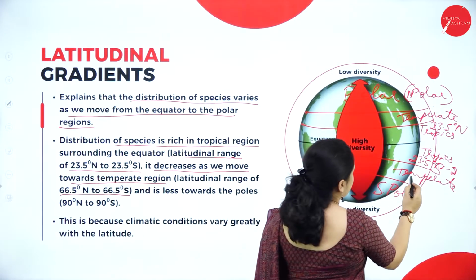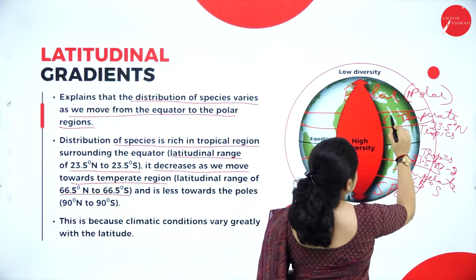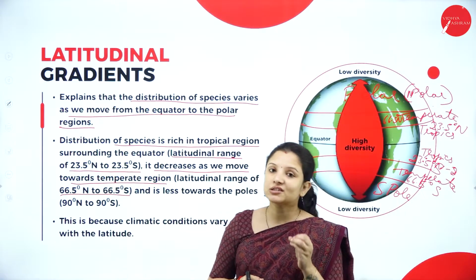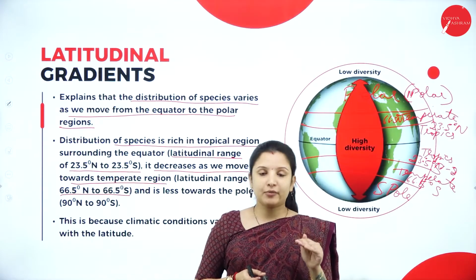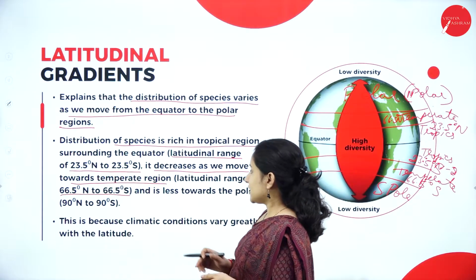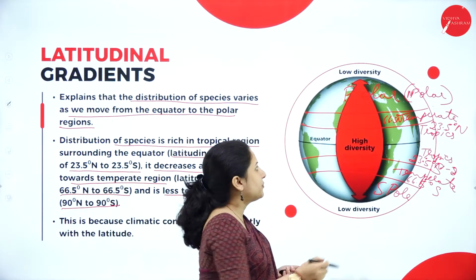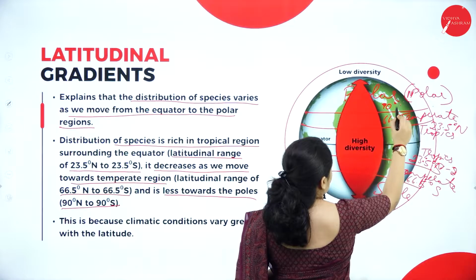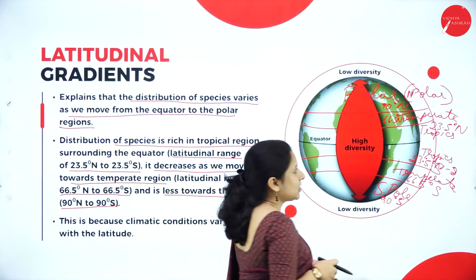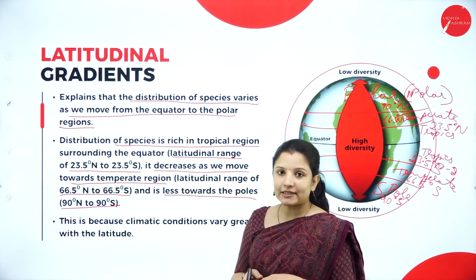So here we have temperate region, 66.5 degree south to 66.5 degree north. So there, when compared to the tropics, species distribution is there, but the number of species tends to vary and it is much lesser when compared to the tropical region, and less towards the poles, that is 90° north to 90° south. So in the polar region, that is 90° north to 90° south, the species distribution is completely very minimal. So this is what is said in the latitudinal gradient.